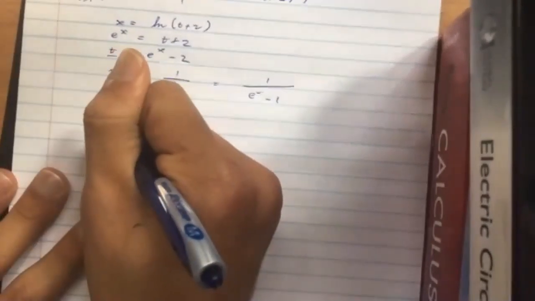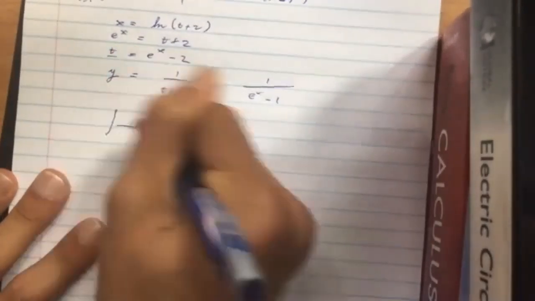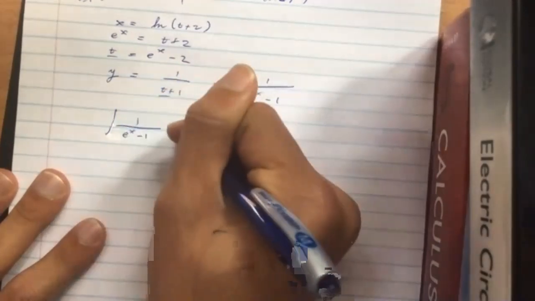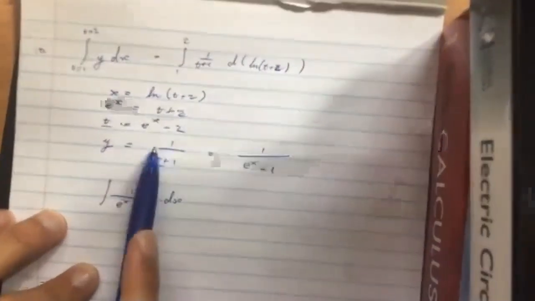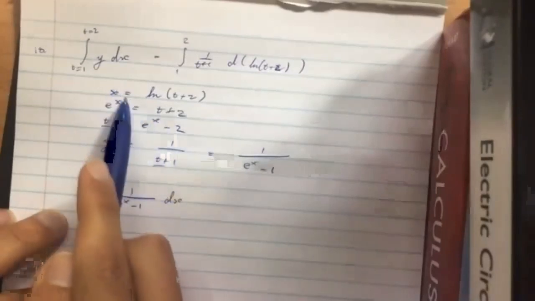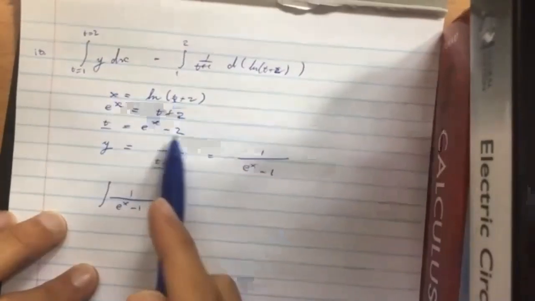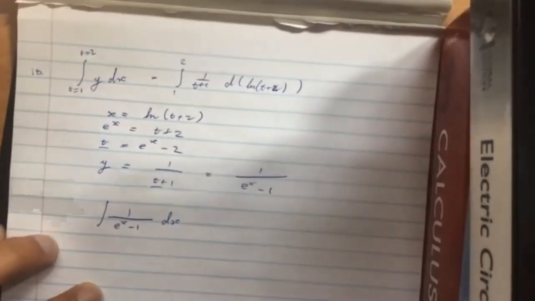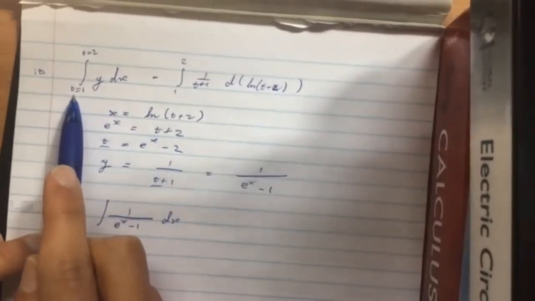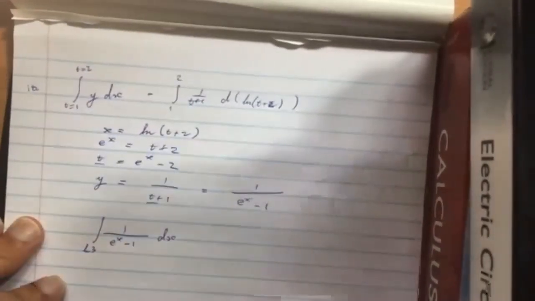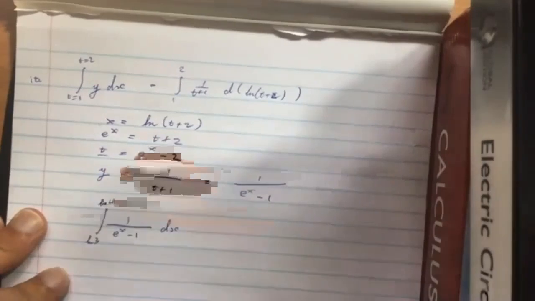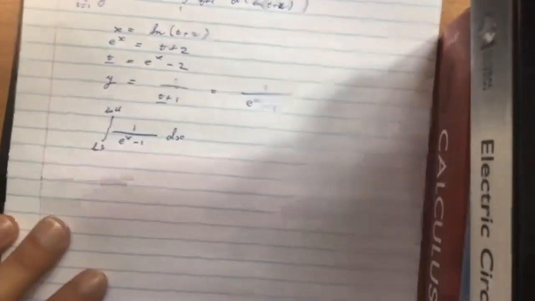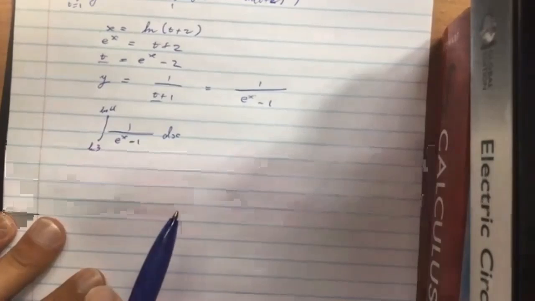so we can try and evaluate this integral. So we have the integral of 1 over e to the x minus 1 dx. And when we transformed from x in terms of t to t in terms of x, we need to change the bounds as well. So when t equals 1, we have ln 3 over here. So the lower bound is ln 3. And when t equals 2, x is ln 4. So the upper bound is ln 4. Okay, so this looks a lot more approachable than the previous one.